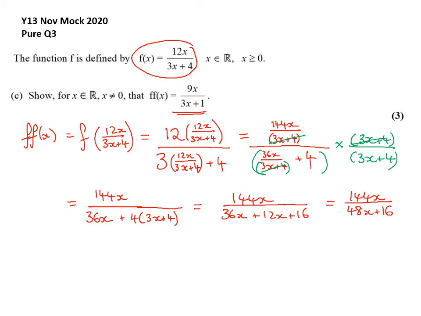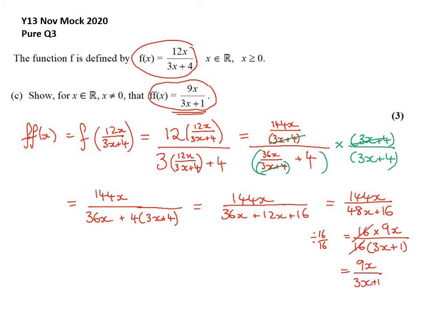Now looking at what we're trying to show, I can see that I've got a common factor of 16 on the bottom there. I can take that out. Quick check on the calculator, 9 times 16 is 144. So divide by 16, top and bottom, or you could even do it really explicitly like this, and then cancel those to show what has been asked. So that's one way of manipulating that algebra to show what's asked.